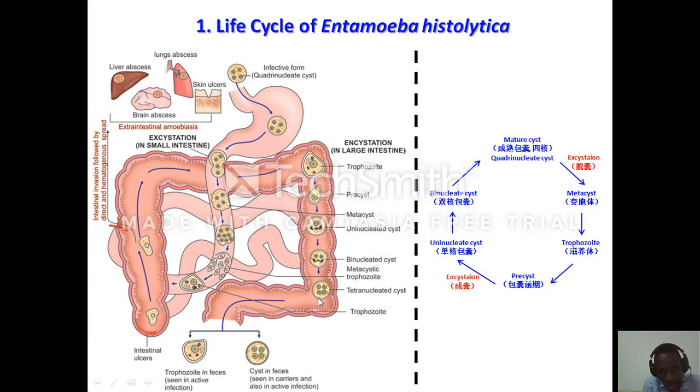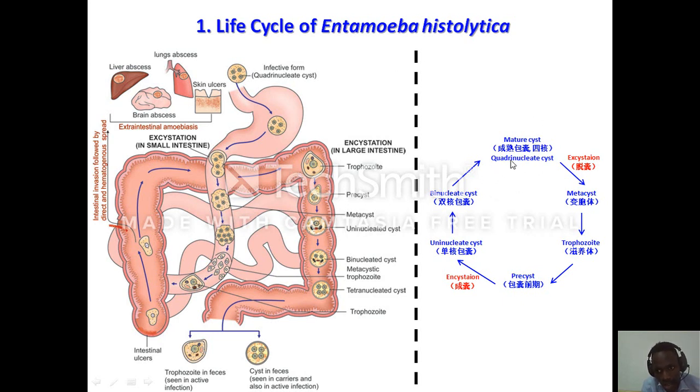Now from there, straight on to the direct channel, this is released via the anus, either as a trophozoite in feces, which is seen in active infection, or as cyst in feces, which is seen in carriers and also in active infection. So this is just a summary of the life cycle of Entamoeba histolytica.